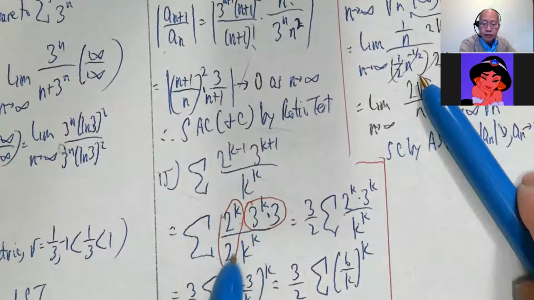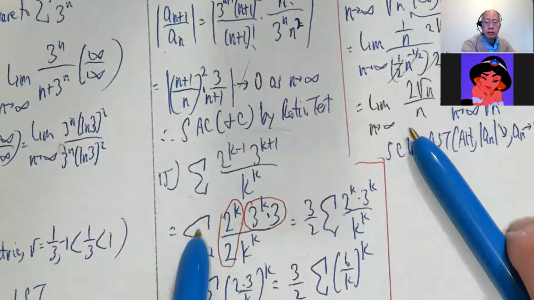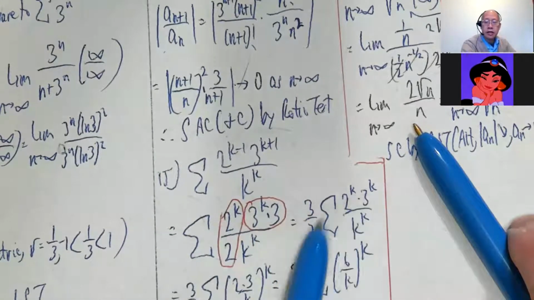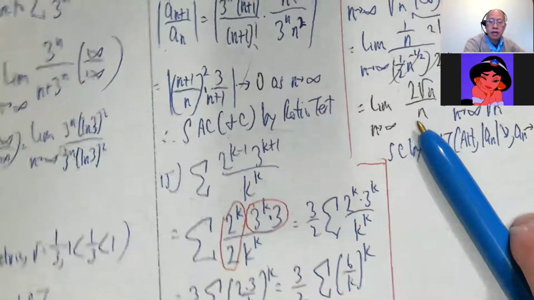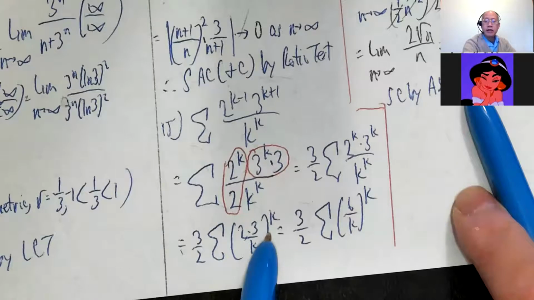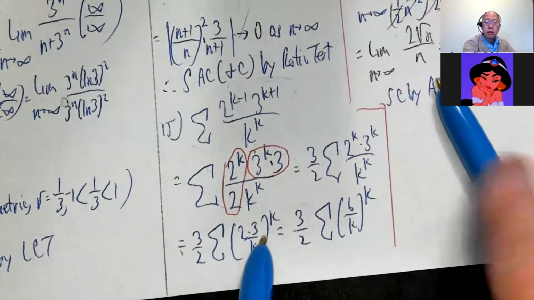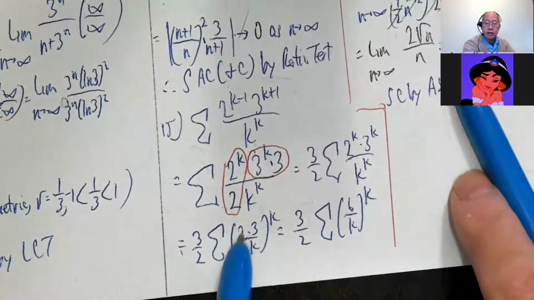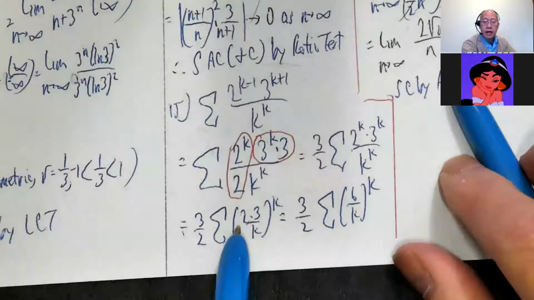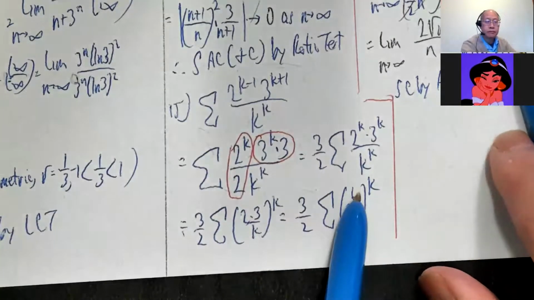Now I separate out the 3 over 2. So the 3 halves can come out. You're allowed to take constants outside of a summation. And now all the exponents are k. 2 to the k, 3 to the k, k to the k power, which now allows me to put the whole thing raised to the k power. It's 2 times 3 to the k over k to the k. So it's like this. You're allowed to distribute. K goes here and also here and here. And that comes out to be 6 over k raised to the k power.